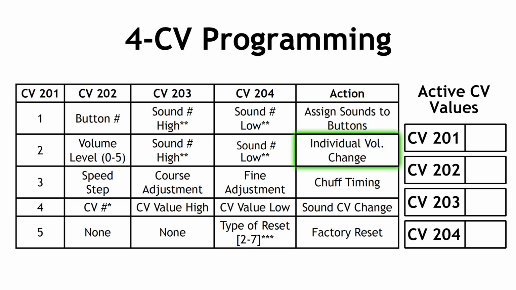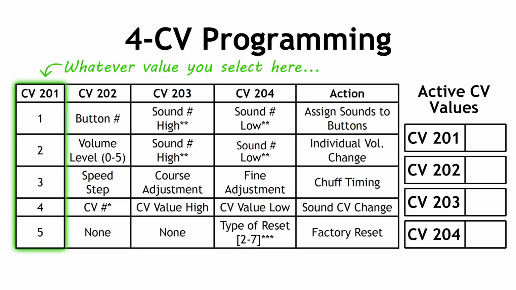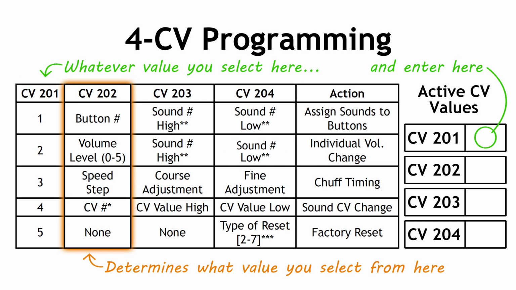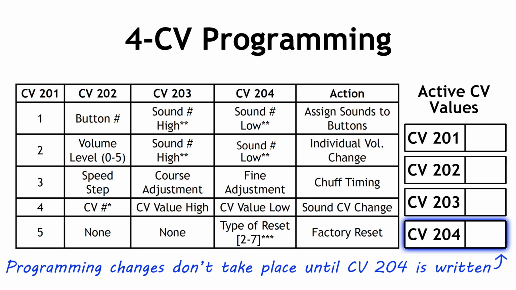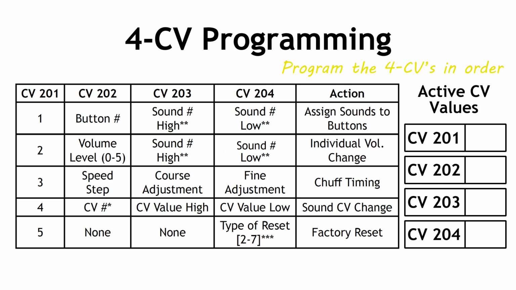Once you decide what kind of programming you want to do, enter that value into CV201. Then, based on your CV201 selection, program CV202, then 203, then 204. The actual programming operation takes place when CV204 is written, so make sure to program the CVs sequentially. If you don't, you may program something that you didn't mean to.